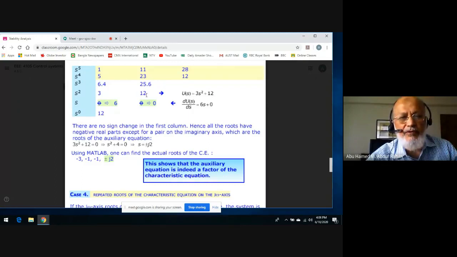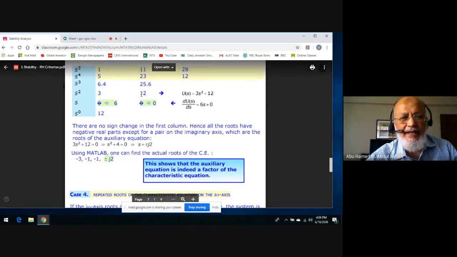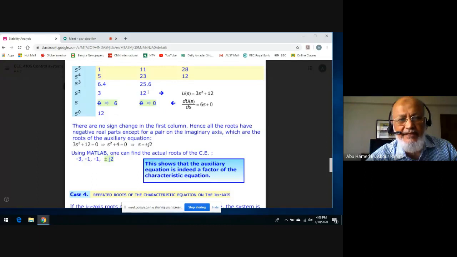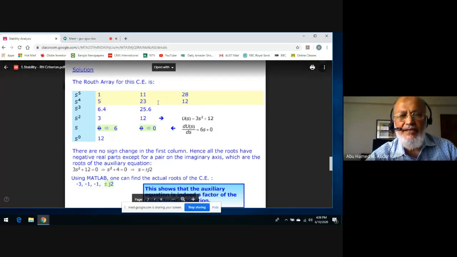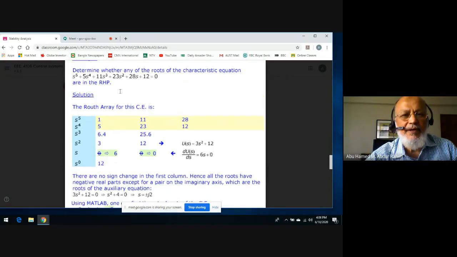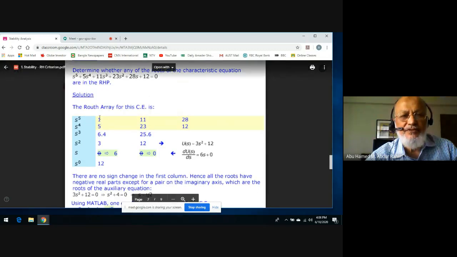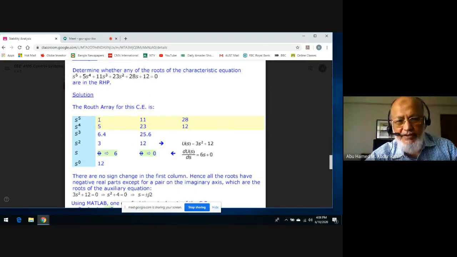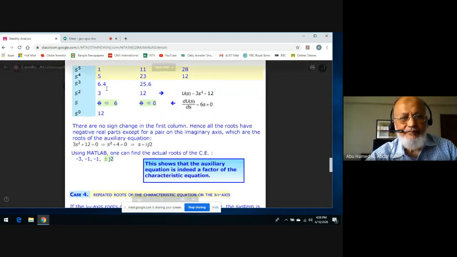Then what about 12? 12 will be the coefficient of s to the 0, and then 1 left, and then the next one. Look at this. In order to make it clear to you, 1 is the coefficient of s to the power 5. 11 is the coefficient of s to the 3. Go back, look at the equation. 11 is the coefficient of s to the 3. So it comes alternate numbers. s to the 5, s to the 3, s to the 1. Similarly here, in this row, 3 is the coefficient of s square. The next one is the coefficient of s to the 0.